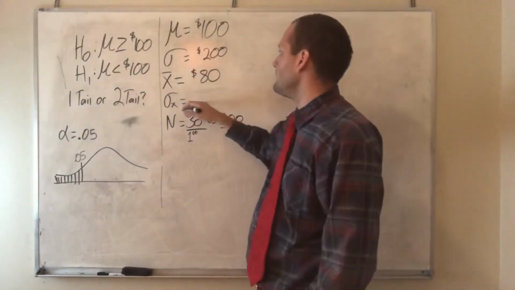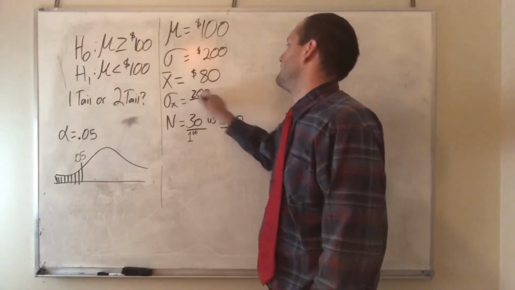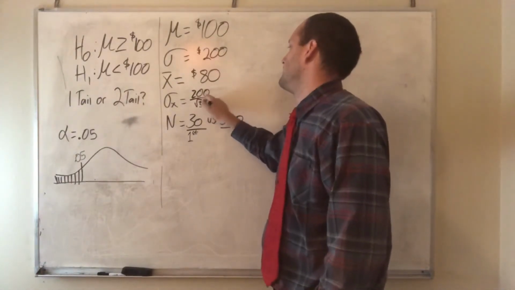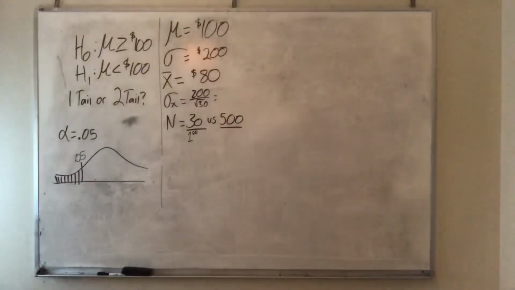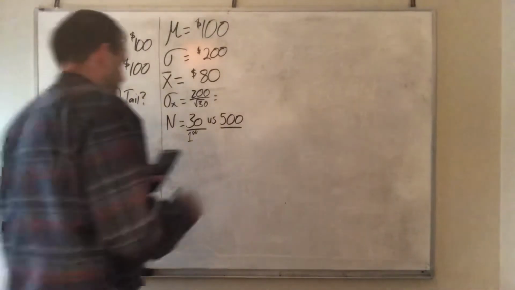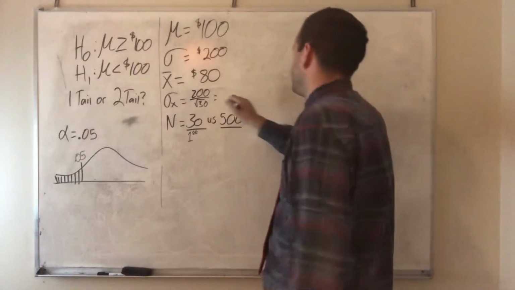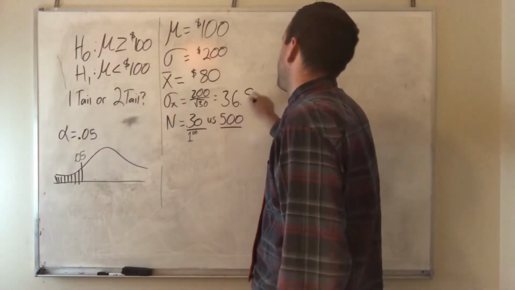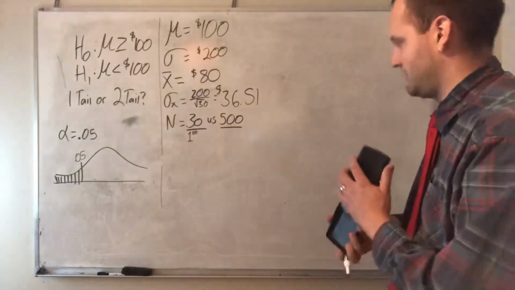Okay. We go through and calculate our sample standard deviation. That is 200 divided by the square root of 30. That's going to give me about, what was it, 15, 18, somewhere in there. Oh, sorry, 36.51. So $36.51 is the sample standard deviation.